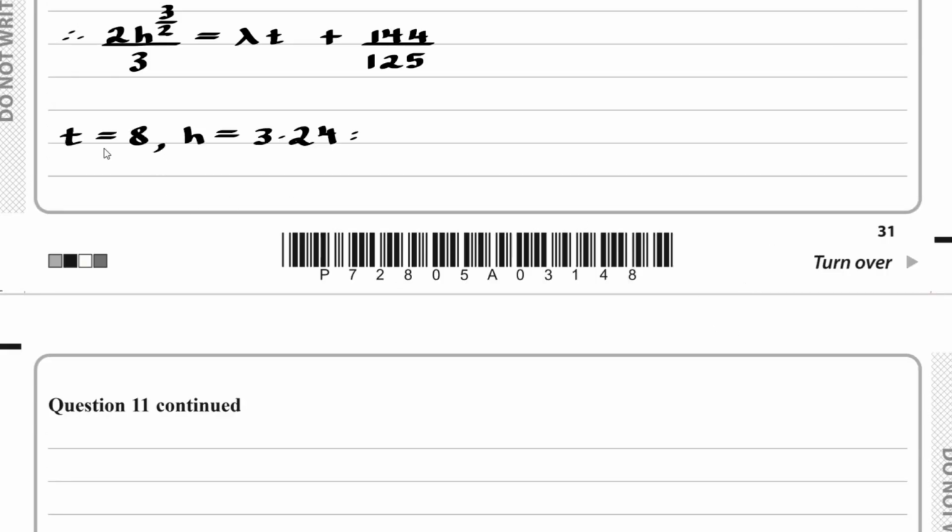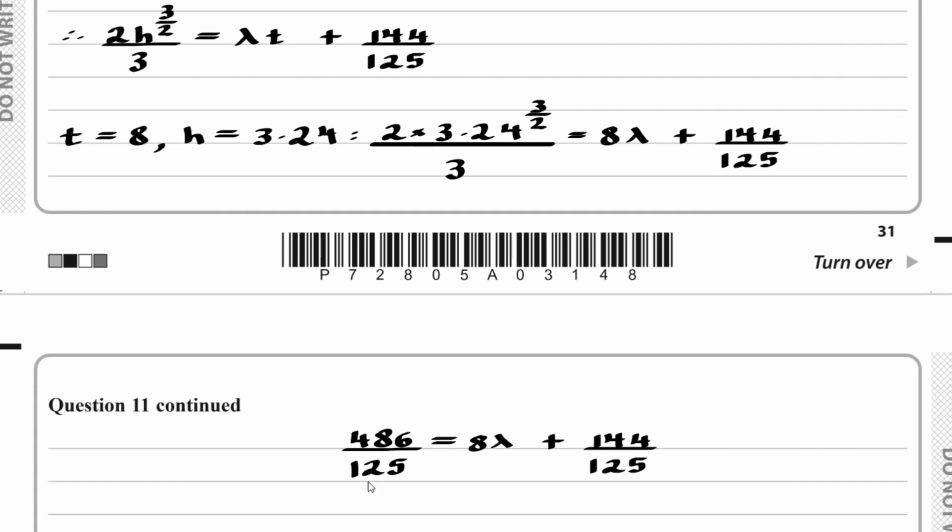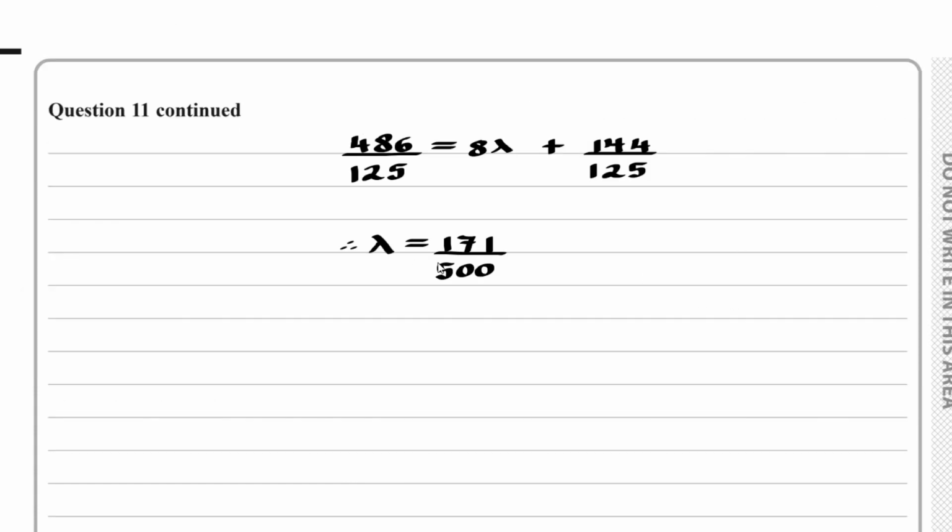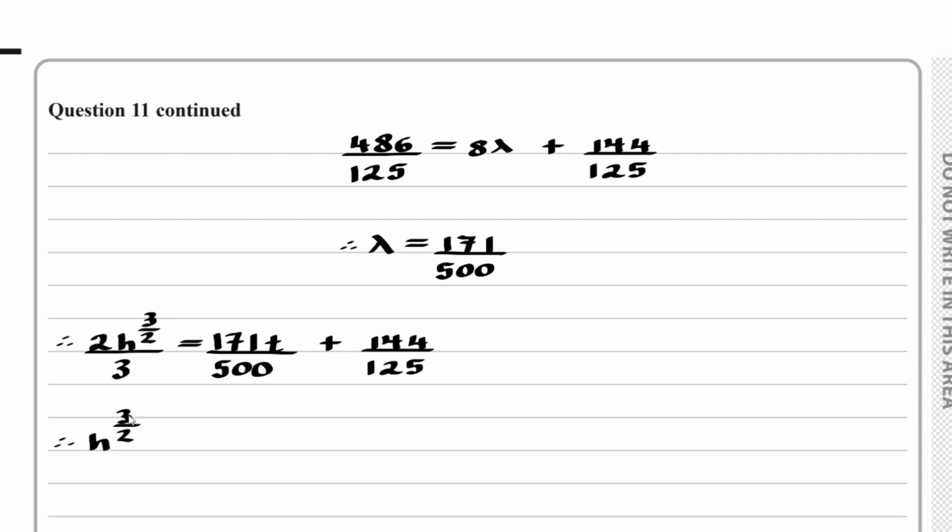So we also have this other condition that when t equals 8, h equals 3.24, and if I substitute this in, I have 2 times by 3.24 to the 3 over 2 divided by 3 equals 8 lambda plus 144 over 125. So I've got 486 over 125 equals 8 lambda plus 144 over 125. And if I solve for lambda, I get 171 over 500. And knowing what lambda is, I can therefore conclude that 2h to the 3 over 2 over 3 equals 171t over 500, plus 144 over 125. And if I multiply both sides by 3 over 2, we end up with h to the 3 over 2 equals 513t over 1000 plus 216 over 125.